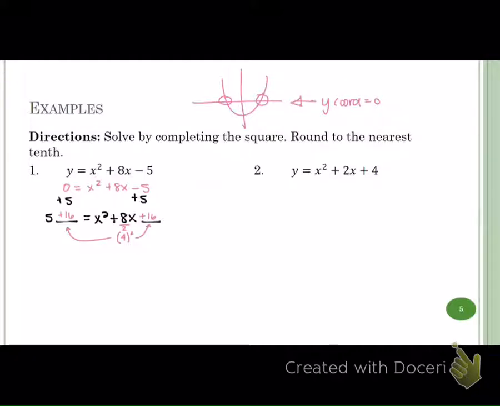And then this is going to start looking like Friday's lesson. Right from here, it's going to look like Friday's lesson. So there's really nothing new today. It's just combining 2 lessons, okay? So that's kind of what today's lesson is doing here. So 5 plus 16 is 21.